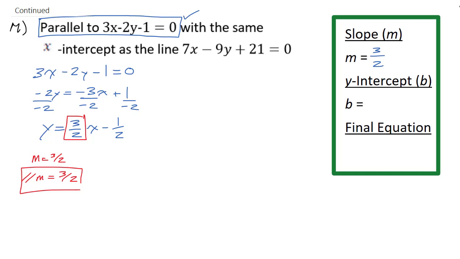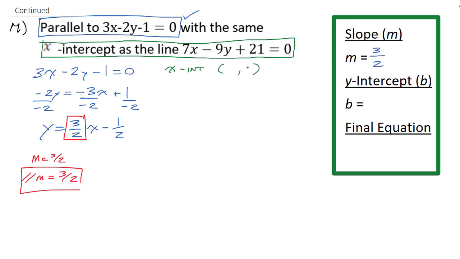Now it says it has the same x-intercept. That's not the y-intercept, so that's not b, and that's what throws everyone off. That's what makes this question, I guess, the most challenging. You've got to find the x-intercept. So the first thing is, how do we find an x-intercept? That was in a previous lesson. The x-intercept of a line is the place where it crosses the x-axis, and when it crosses the x-axis, the y-coordinate is 0. We already know the x-intercept always has a y-coordinate of 0. We just have to figure out x. So what do we do?